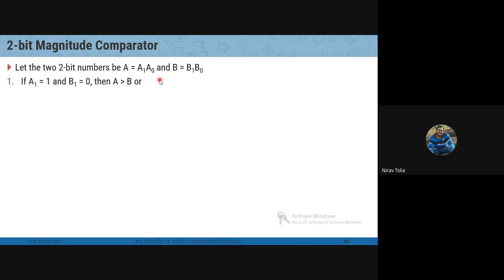But suppose in the second case, my A1 and B1 are the same, either both are 1 1 or both are 0 0, then we have to focus on the next bit, which is A0 and B0. Then my A0 must be 1 and my B0 must be 0 for A greater than B.